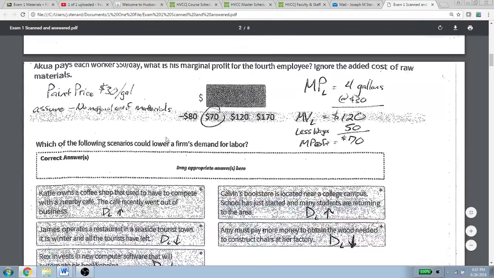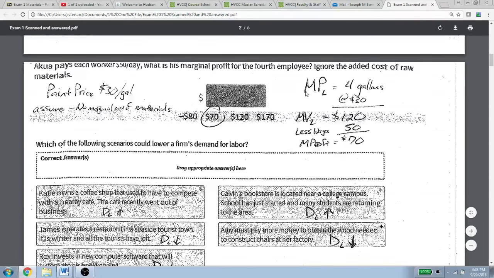Moving along to this next one. Akua pays each worker $50 a day. What's his marginal profit for the fourth employee, ignoring the added cost of raw materials? Well, part of your question was sliced off, so I'm going to fill in some blanks. We're going to say that Akua sells the paint at $30 a gallon. We're also going to assume, just for the sake of argument, that there's no marginal cost of materials for the paint. It's only labor that's being considered here.